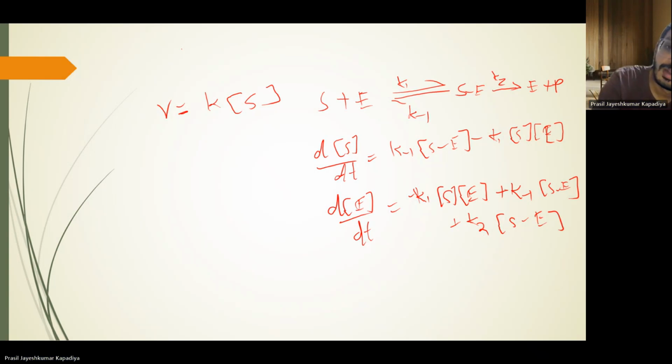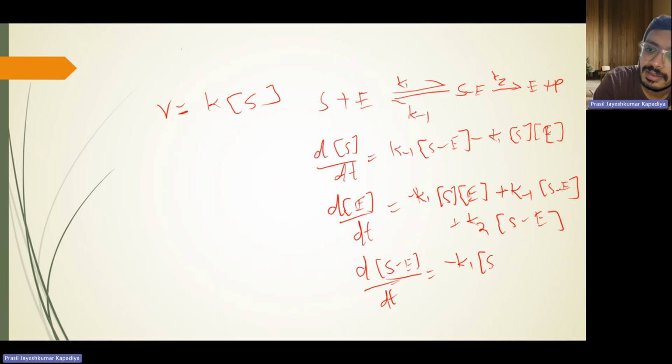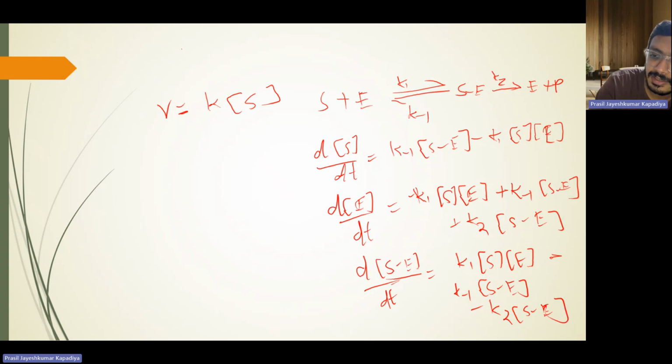Then my next term is dSE by dt, the formation of the intermediate, that is equal to minus K1 S into E plus K minus 1. Sorry, it should be plus K1, because this is forming, so it is plus. Here it is minus K minus 1 SE. Here also it is converting, so minus K2 SE. This is how we can write down this equation.